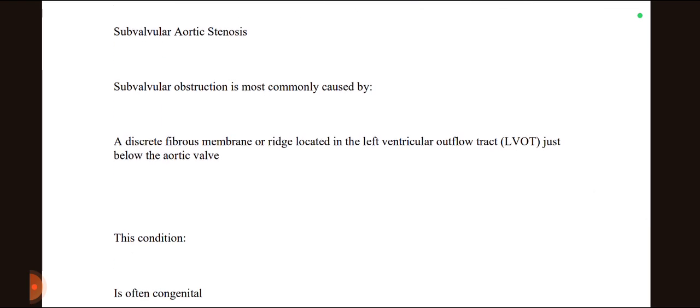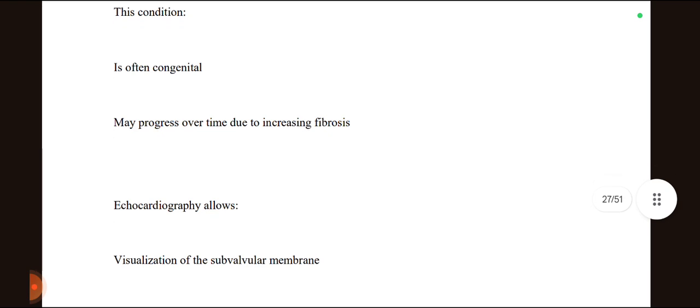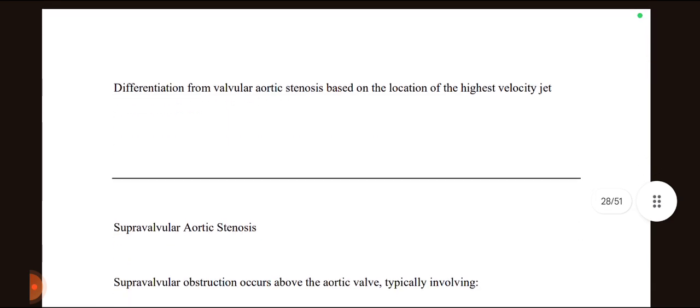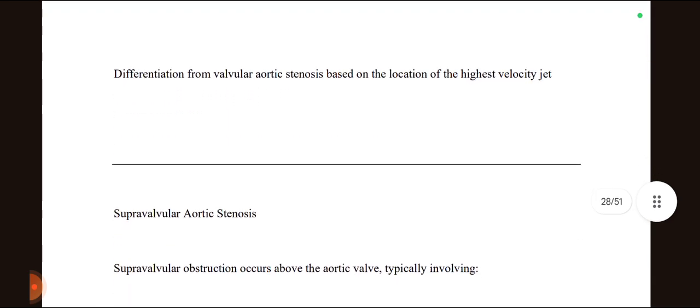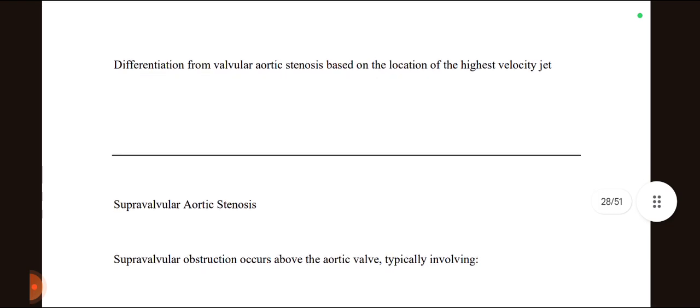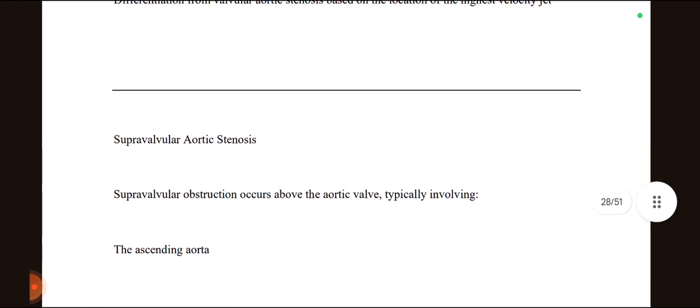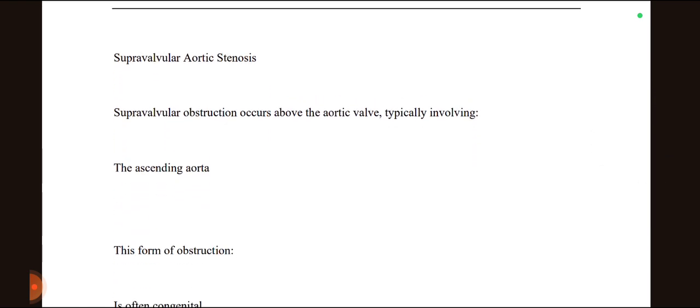Subvalvular obstruction is most commonly caused by a discrete fibrous membrane or ridge located in the left ventricular outflow tract, LVOT, just below the aortic valve. This condition is often congenital and may progress over time due to increasing fibrosis. Echocardiography allows visualization of the subvalvular membrane, assessment of the level of obstruction and differentiation from valvular aortic stenosis based on the location of the highest velocity jet. So at the level of valve या फिर after the level of valve है ये पता लगाने के लिए we will do this. Next up is the supravalvular aortic stenosis.